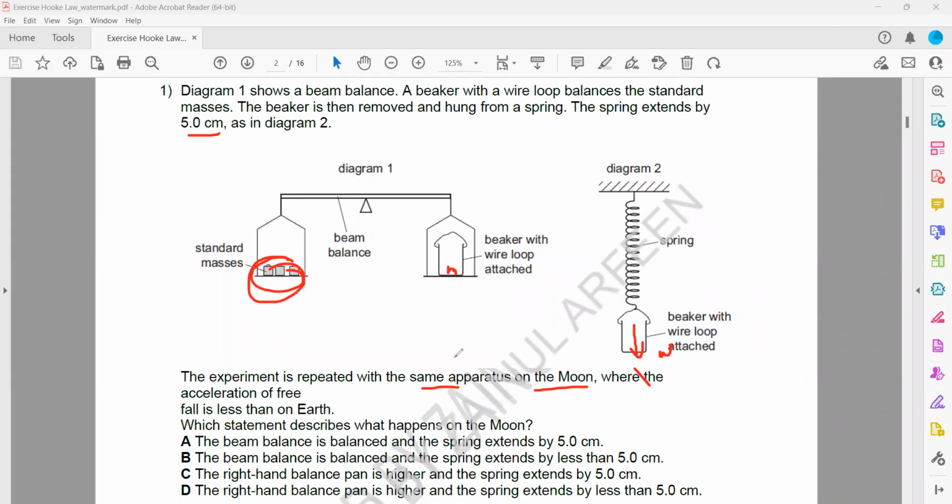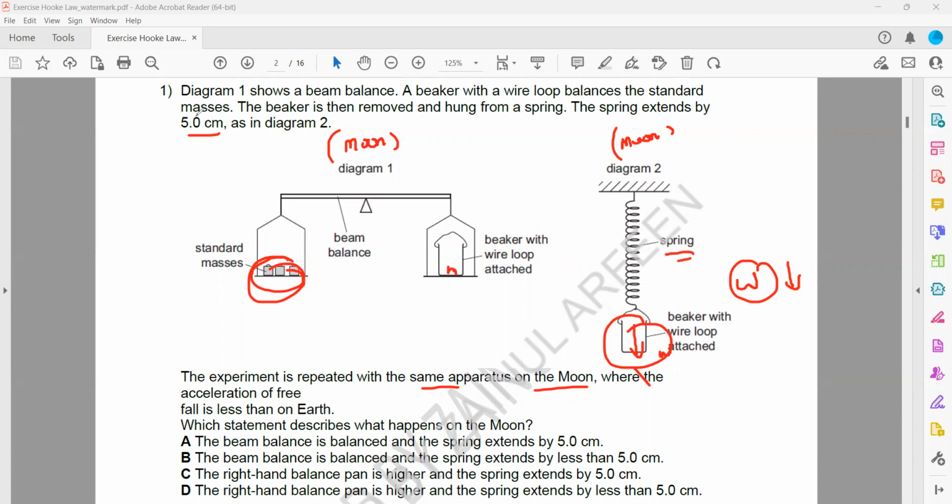If we take the same apparatus, like diagram 1 and diagram 2, and repeat them on the moon, this will be the same. Why? Because the mass of an object does not change from place to place. So what mass is there on Earth, the same mass will be there on the moon, and the beam will be balanced. But what about diagram 2? If we do the same experiment on the surface of the moon, because the moon has weaker gravity, the weight of the object on the moon will be less as compared to weight on Earth. So if the weight is less, the extension caused by this weight, or the stretching force, will be smaller.